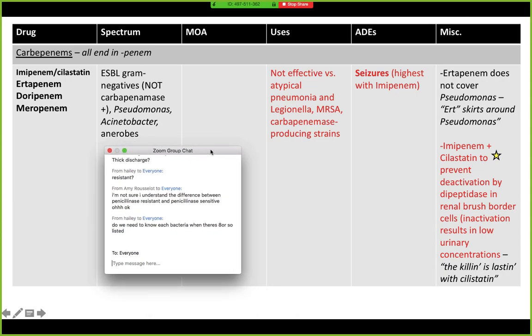Okay, so your carbapenems. This class tends to be a little bit easier because they all end in penem: imipenem, ertapenem, doripenem, and meropenem. Something that's pretty high yield: if you remember skirts around Pseudomonas, then you'll know that ertapenem is not effective in treating Pseudomonas.